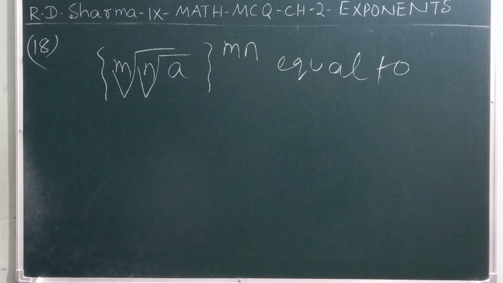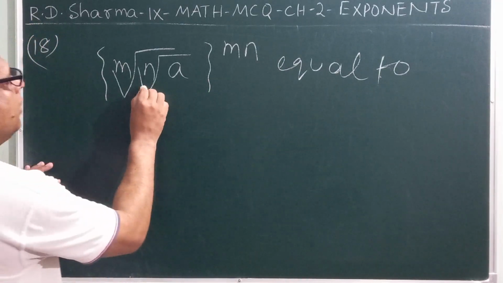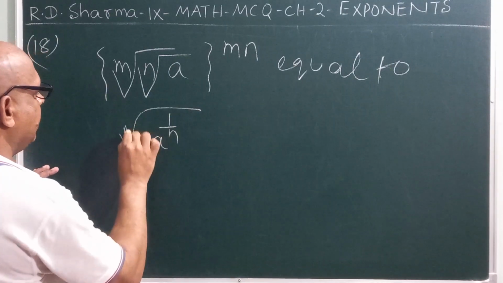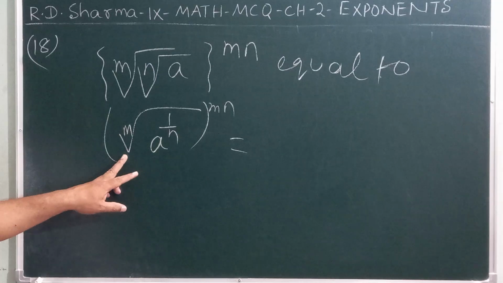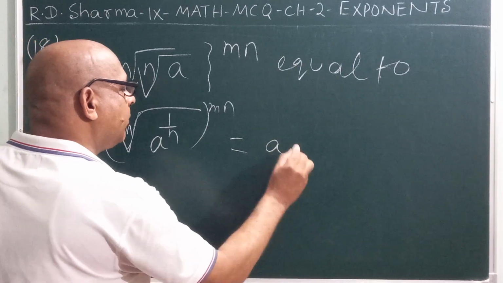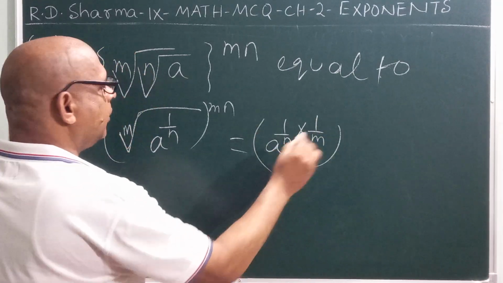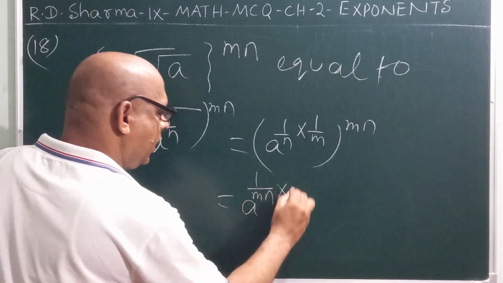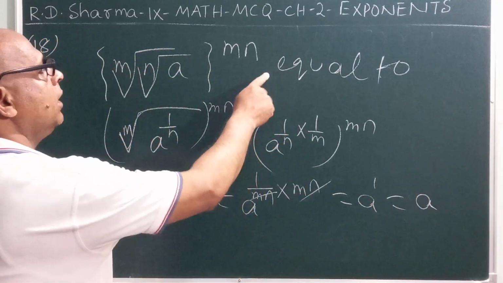Number 18. This number is equal to, first omit the inner root sign, a to the power 1 by n, m n, then omit the root sign. We call it the root sign. a to the power 1 by n into 1 by m, to the power m n. a to the power 1 by mn into mn equals mn cancel, a to the power 1. Answer is a, is equal to a.